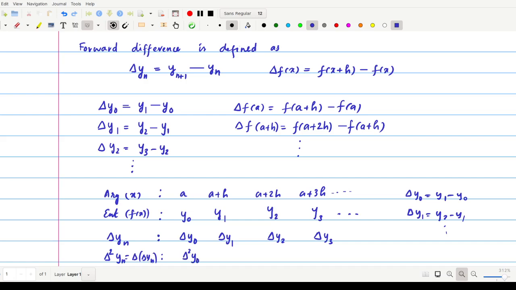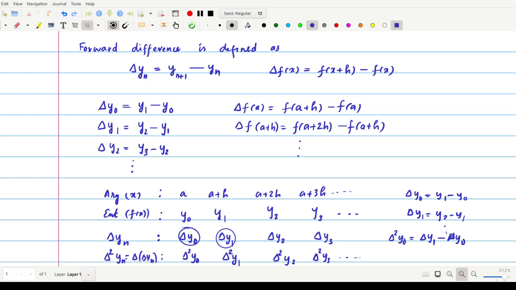Okay, so that is obtained by delta square of y0. How do you get this delta square of y0? Delta square of y0 is nothing but delta y1 minus delta y0. Okay, so if you take the difference of these two, you can get delta square y0. Similarly, if you take the difference of these two, delta y2 minus delta y1, you get delta square of y1. Similarly, you can define delta square of y2 and delta square of y3, etc.